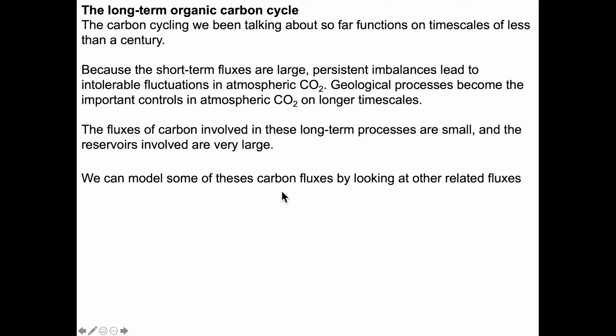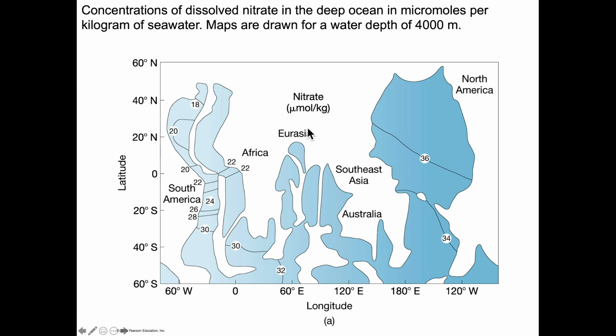So we can model some of these fluxes in carbon by looking at other related fluxes. Here's an example of the concentration of dissolved nitrate in the deep ocean in micromoles per kilogram of seawater. Maps are drawn for a water depth of 4,000 meters. So we stripped off 4,000 meters of water, and we're looking at the deep ocean basin. What this dissolved nitrate is going to indicate is the amount of respiration, the amount of recycling that's occurred.